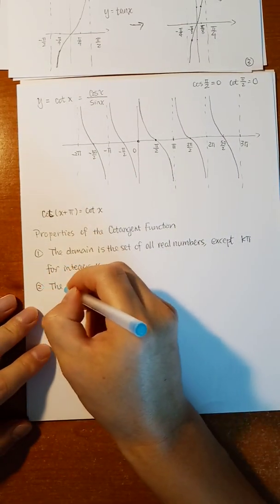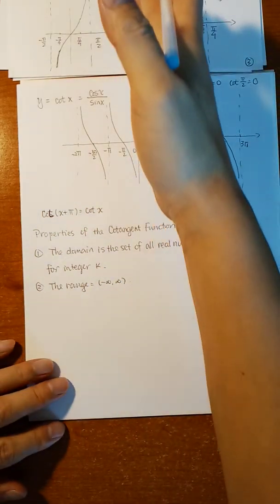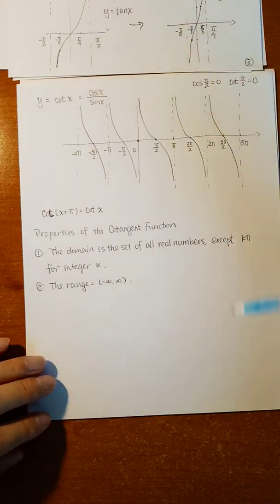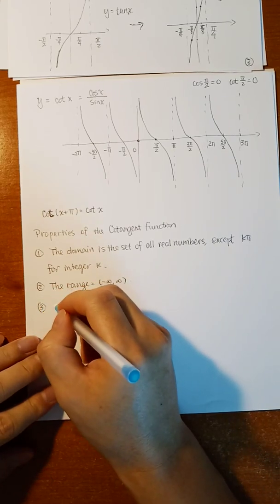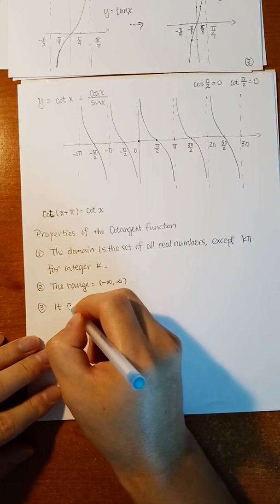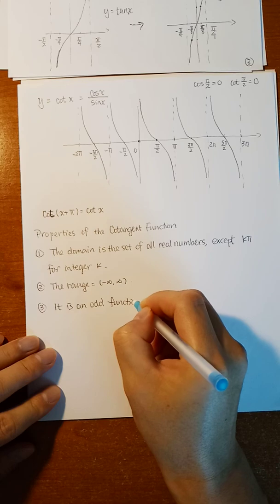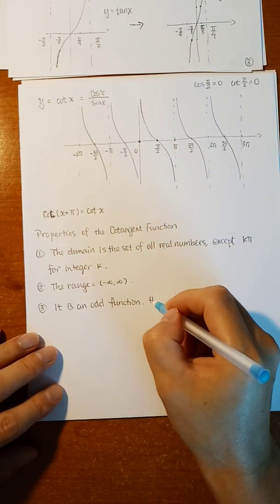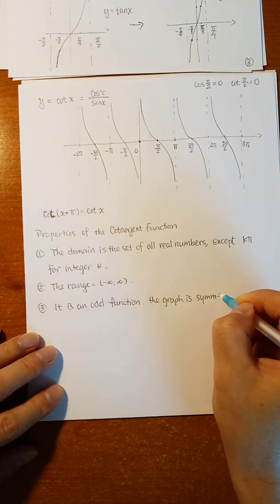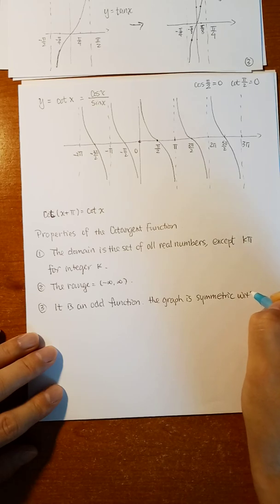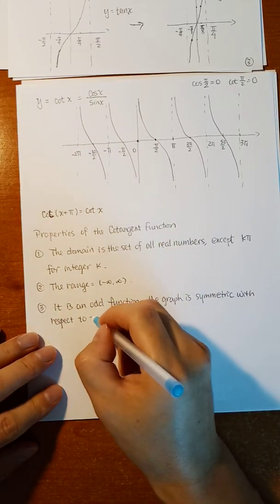The range is from negative infinity to positive infinity. It can take whatever value. And 3, it is an odd function. Odd function. The graph is symmetric with respect to the origin.